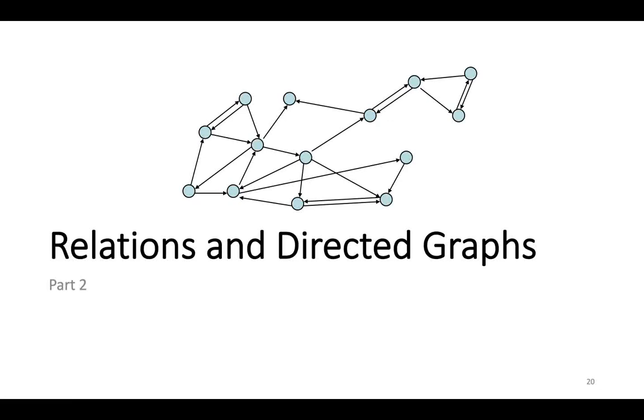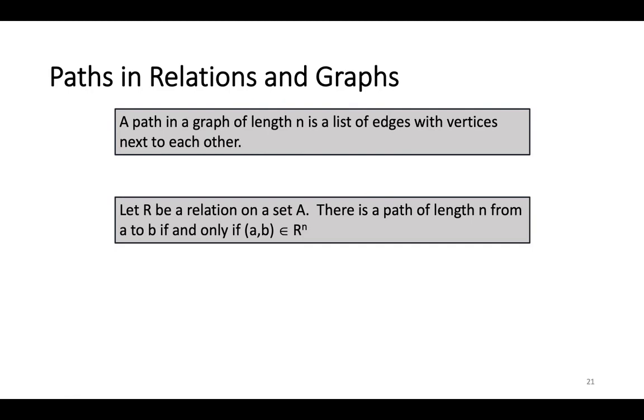Let's take a look at the remaining topics. So the remaining topics are about multiple vertices. In this case, we need paths. A path in a graph of rank n is a list of edges with vertices next to each other.